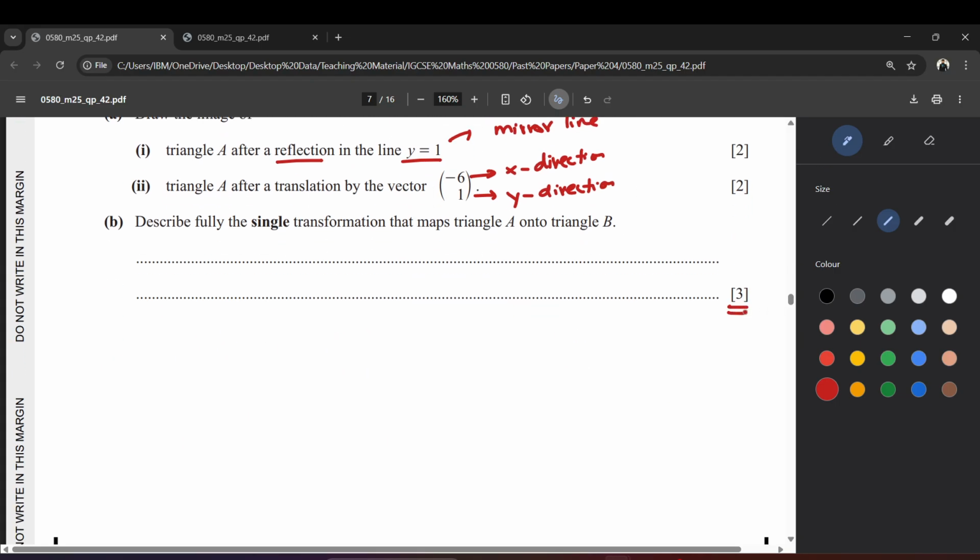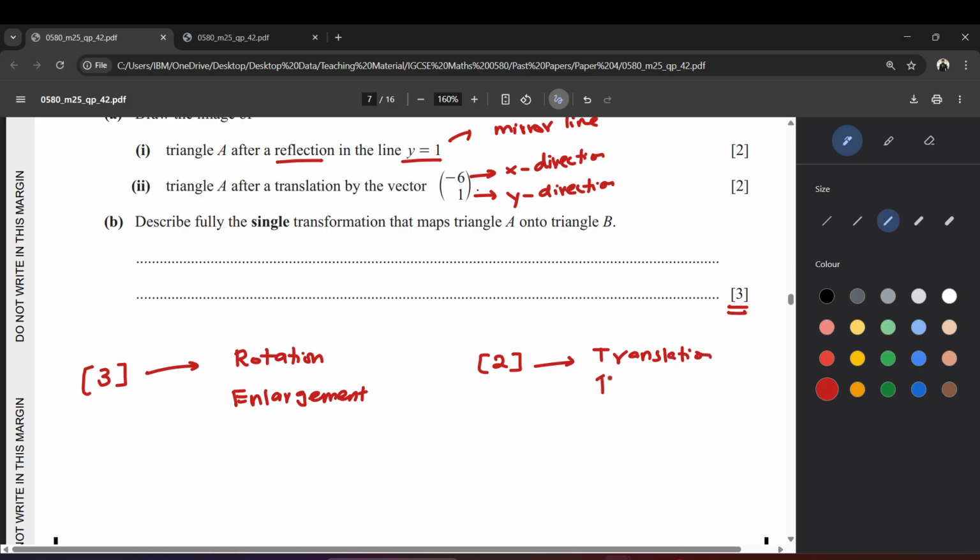If the question is of 3 marks, that means it would be either rotation or enlargement. If the question is of 2 marks in describing, then that question would be about translation or about reflection. These are the only 4 transformations which are part of your syllabus. Now, because the question is of 3 marks, we can say that this should be rotation or enlargement. We have narrowed it down.